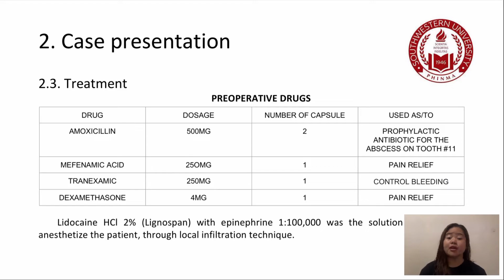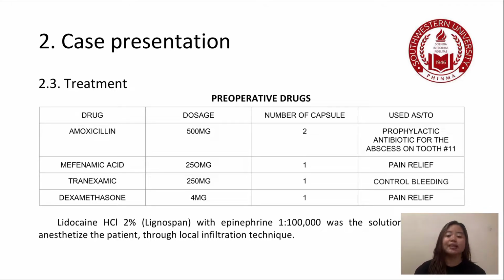To reduce the incidence of post-operative complications, drugs were requested to take 1 hour before the surgery. This includes 2 capsules of amoxicillin 500 used as prophylactic antibiotic due to the presence of an abscess in tooth number 11, then 1 capsule of mefenamic acid and 1 capsule of dexamethasone, 4 mg which used as pain relievers, and lastly 1 capsule of tranexamic acid 250 mg used to control the bleeding.